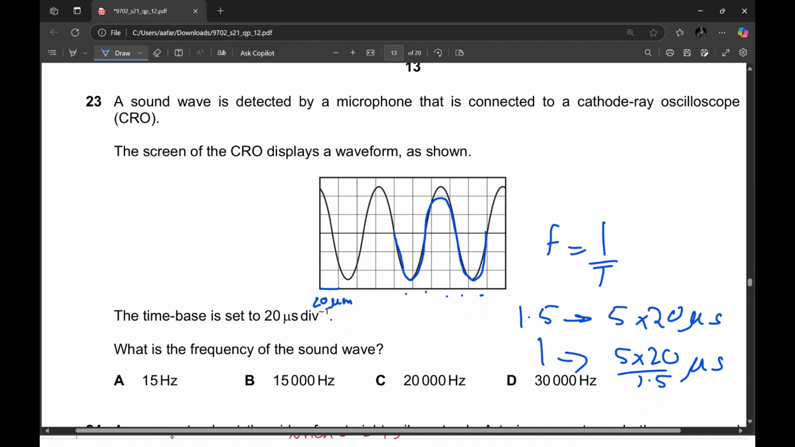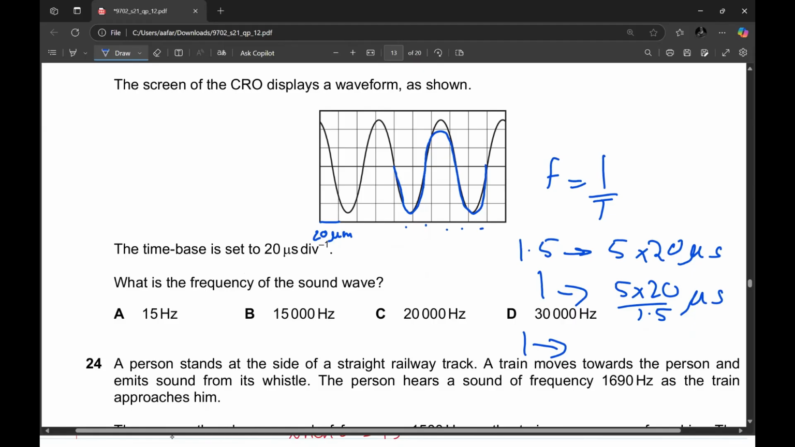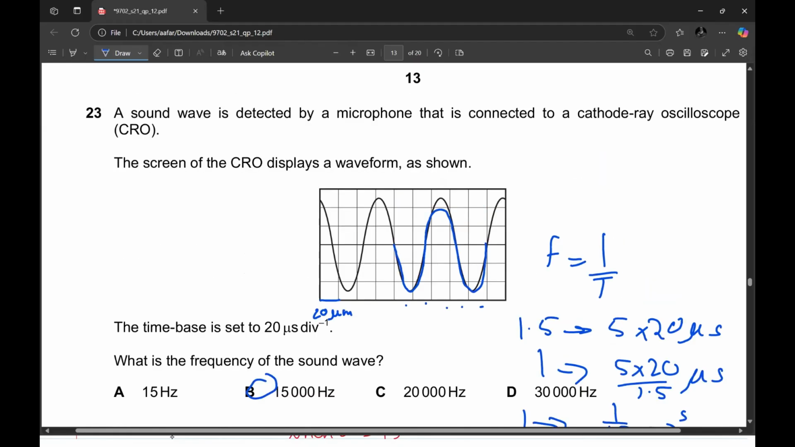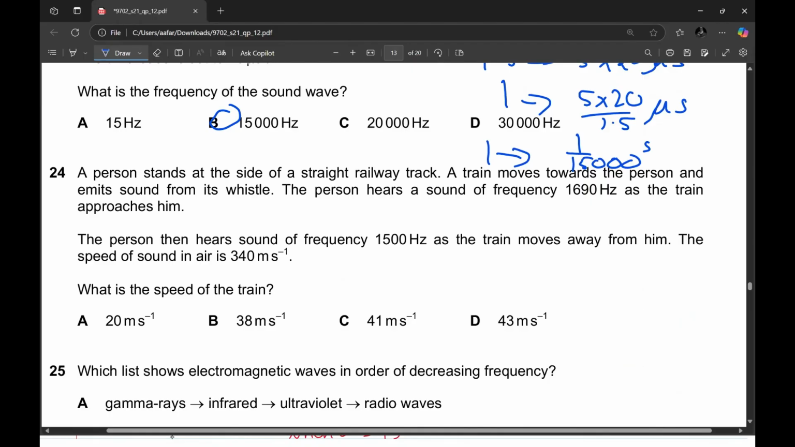Then you divide by that 5 into 20. So one wave takes 1 over 15,000 seconds. So 1 over 15,000 is 15,000 hertz. Yep.